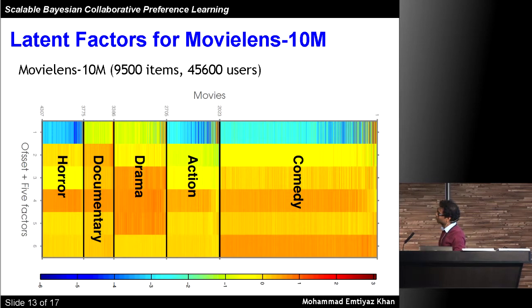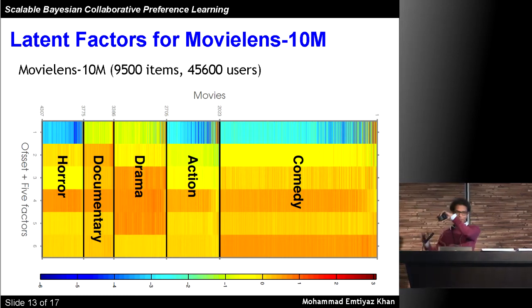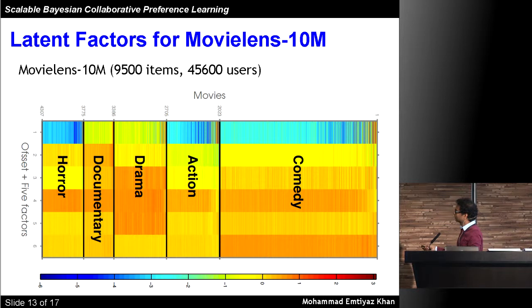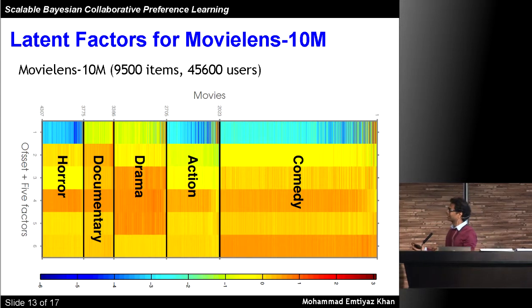Here's some visualization for MovieLens, 10 million data. There are around 10,000 items and 45,000 users. I'm showing you the V matrix, which I have rotated here. So these are basically the rows of the V matrix, these are movies, and I'm showing you around 7 factors here. You could see some clustering here already, right? It turns out that this clustering is just the genre of the movie, and the method seems to find this clustering automatically.